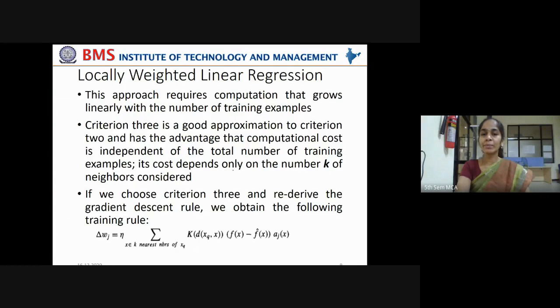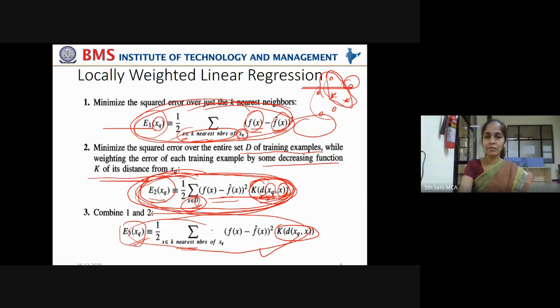Its cost depends only on the number of k nearest neighbors considered, right? So in this case, what happens? Cost is very high because you are trying to find the distance measure with each and every training example in the data set. But in the last criterion, what you're doing, you're just taking k nearest neighbors and calculating only their distance from the new data instance.